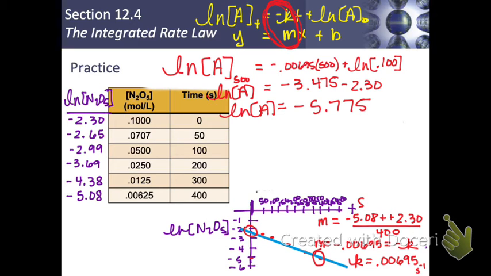Okay, so in my calculator, I'm going to go second natural log, which gives me a small e to a caret, and then in that exponent, you're going to put that whole number, so negative 5.775. That gives me my concentration of A, or of N2O5, whatever I was looking for, which is 0.003. I did plug the negative into that exponent, E caret negative 5.775. And so that's my concentration after 500 seconds.